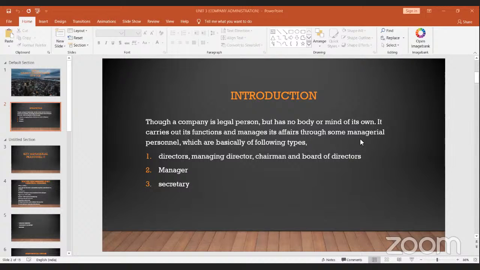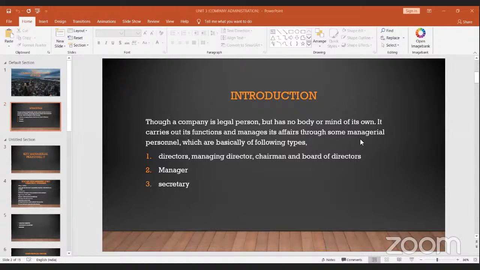Because a company is a legal entity and is separate from its members, in order to carry out the internal affairs and functions of the company, some key managerial personnel are required. Otherwise, it is very difficult, because we can't involve the shareholders in the company administration. They are just investors. That's why we require qualified and eligible people to carry out the functions of the company. That's what we call key managerial personnel.